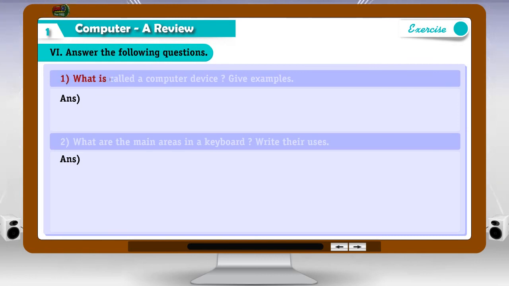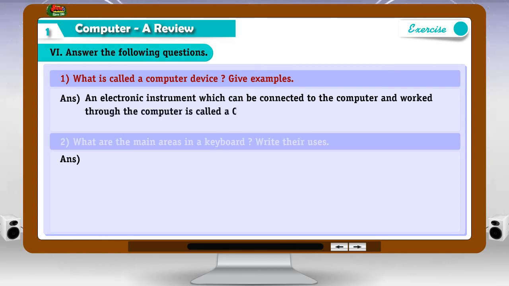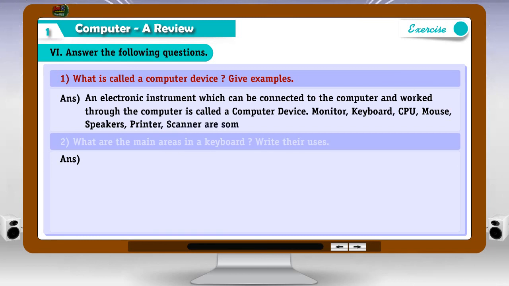1. What is called a computer device? Give examples. Answer. An electronic instrument which can be connected to the computer and work through the computer is called a computer device. Monitor, keyboard, CPU, mouse, speakers, printer, scanner are some of the computer devices.